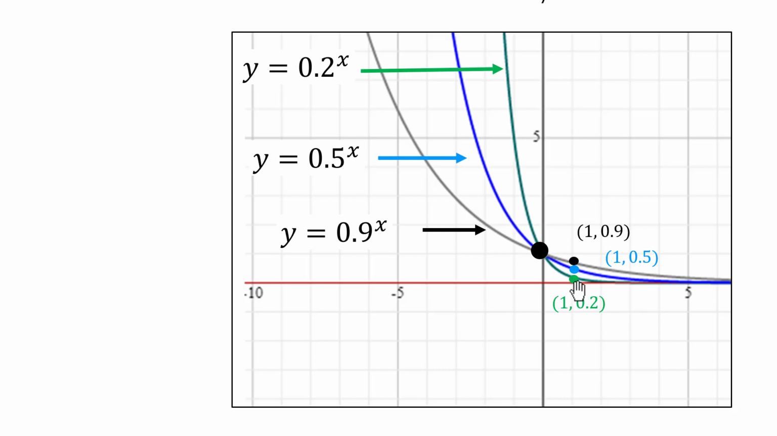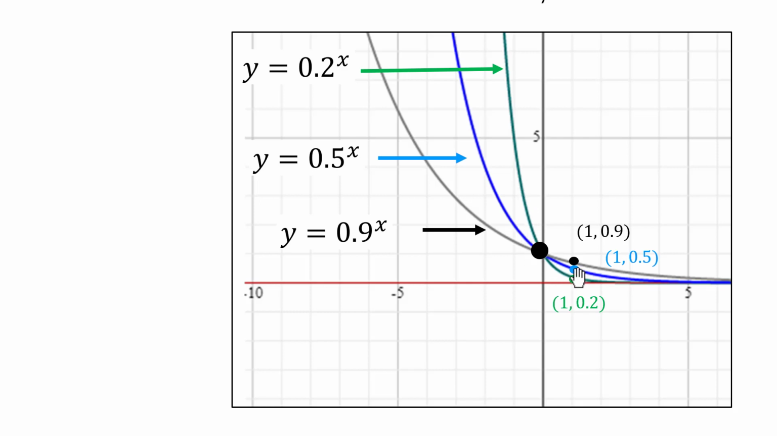Then I have y = 0.5^x. That means I'm going to have an ordered pair at (1, 0.5). Finally, y = 0.9^x means I'm going to have an ordered pair at (1, 0.9). When I look at these, I'm actually looking at my bases. I have 0.2, 0.5, and 0.9. 0.2, I know it's going to be this graph, and if I follow this graph, you're going to notice that it's closest to the y-axis.